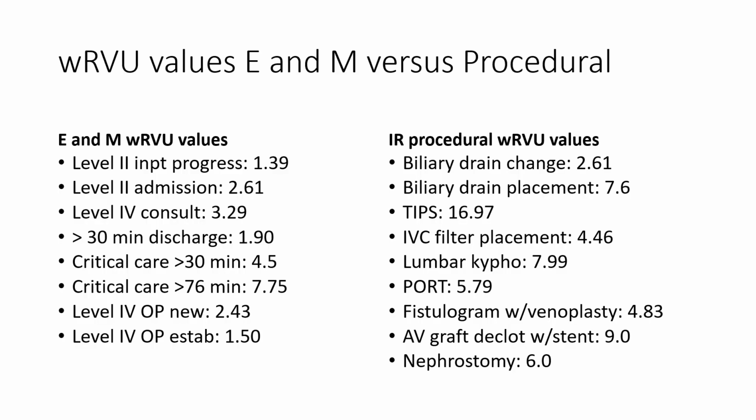Here's some examples of work RVU values, E&M versus procedural. You can see a biliary drain change is 2.61. That's the same as a level 2 admission. And you can see some of the stuff on the right, everybody's like, oh, kyphos are big work RVU producers, but so is some of these E&M things, right? So a level 2 inpatient progress note is 1.39 work RVUs. If you round on 8 to 10 patients a day, you come in at 0700, you round on 8 to 10 patients, which is feasible, then you're looking at starting the day off with already 10 to 12 work RVUs.